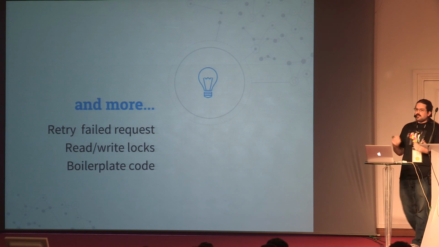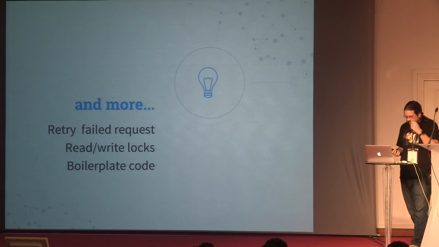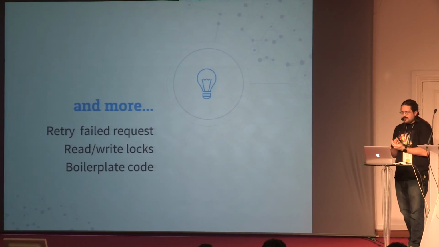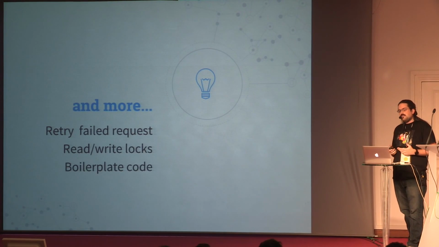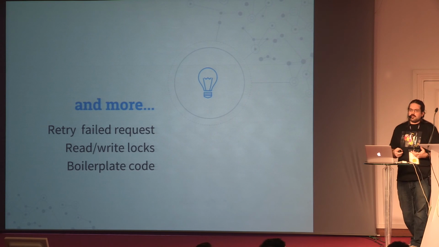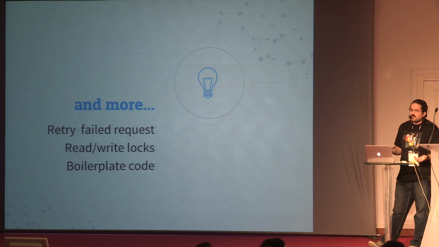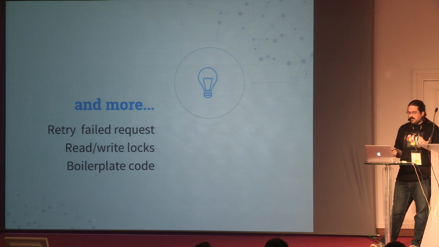So there are lots more examples, and I don't have the time to go through all of them. You can automate retries for failed requests when you work with the server. You can automatically handle read-write locks when writing concurrent code. You can basically remove any boilerplate that you have.